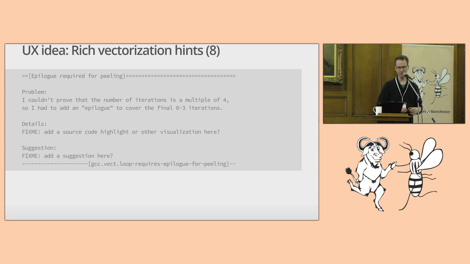Epilogue required for peeling. I couldn't prove the number of iterations is a multiple of 4, so I had to add the epilogue, and I put epilogue in quotes because it's compilerese. It's our jargon. Is there a way for a user to actually fix that so the compiler knows? But do we need value range analysis? I don't know.